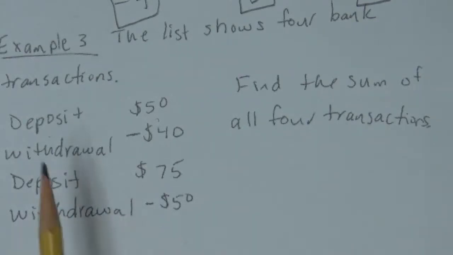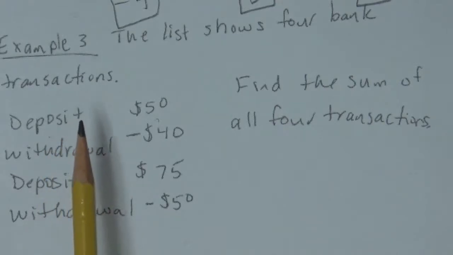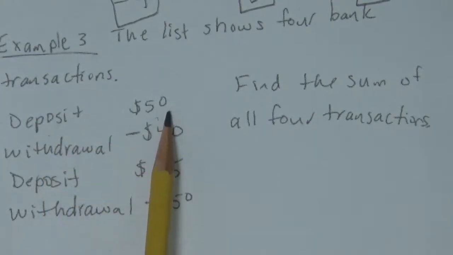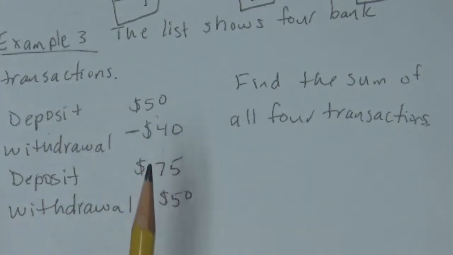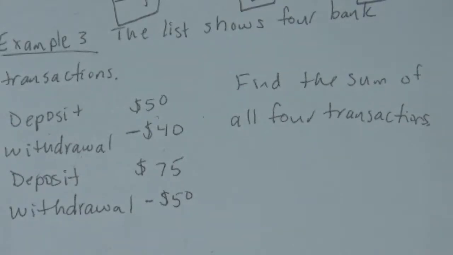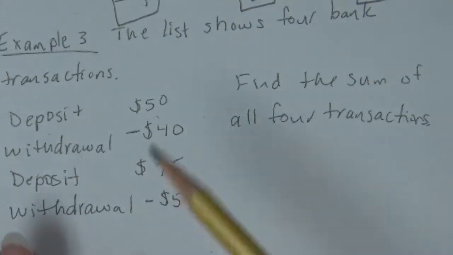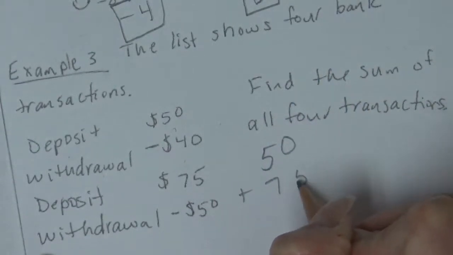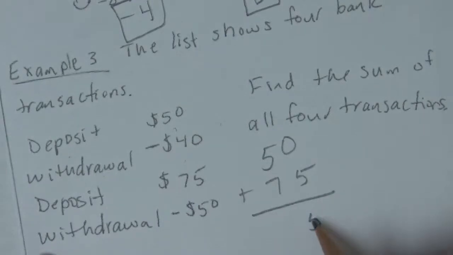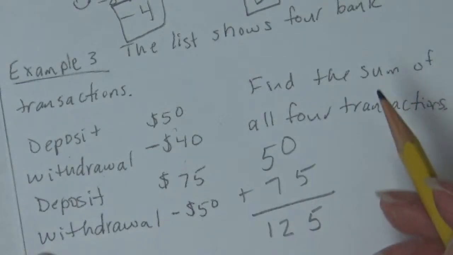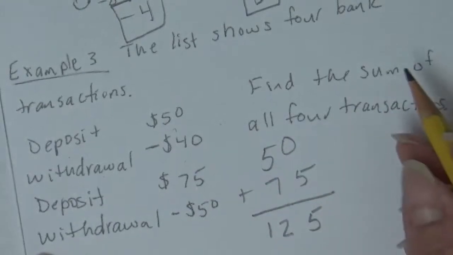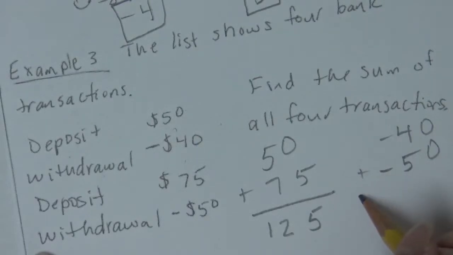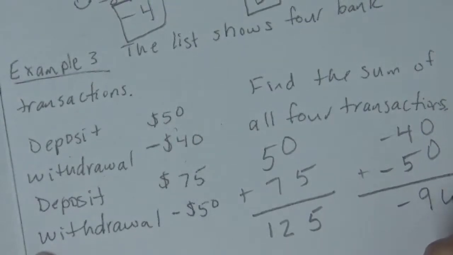So the deposits in the bank would be when you put money into your account, and the withdrawals are when you're taking money back out of it. So that's why the deposits are positive, the withdrawals are negative. So we got to add all these together. You might find it helpful to group them with the positives together first. So 50 plus 75 is going to give you 125. And then negative 40 and negative 50, these are the same signs, you're going to add them and get negative 90.